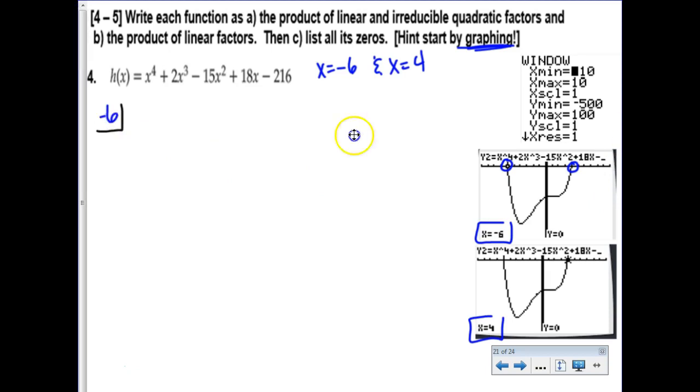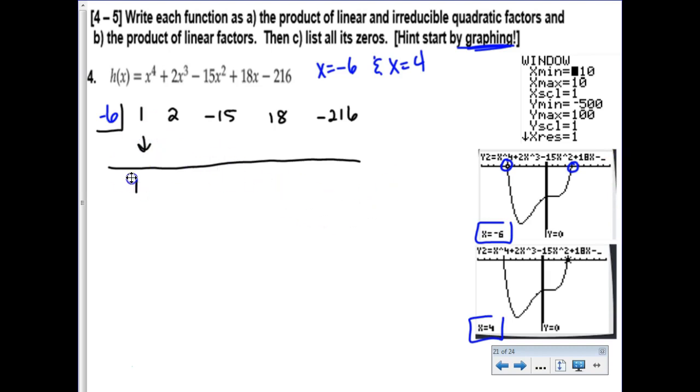Okay, -6. All right, coefficients. Make sure you get all of them in order. So 1, 2, -15, 18, and -216. Okay, here we go. Bring down that 1. And now we do a series of multiply adds. So 1 times -6 is -6. Add them up. And you get -4. -4 times -6 is +24. Add those up. 9. And then 9 times -6 is -54.